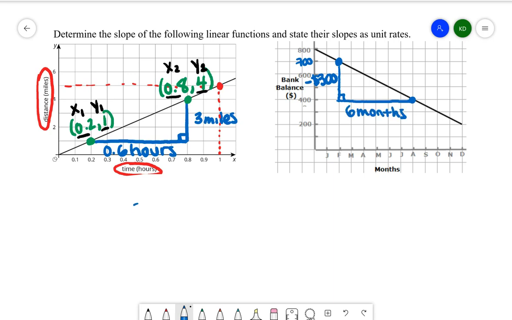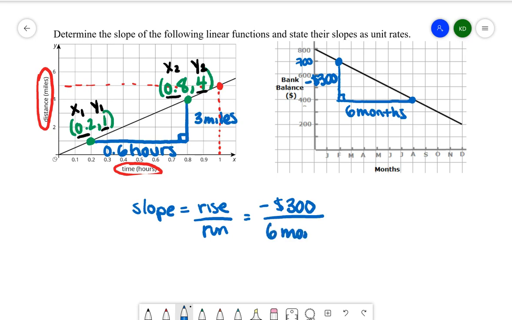And now we can use that to calculate our slope. So slope will be equal to rise over run. The rise that I have in this graph is that I have gone down, or decreased, $300, divided by the number of months, which was 6. When I divide these, what I'm going to get is negative $50 per month. And that is how you calculate slope from a graph.